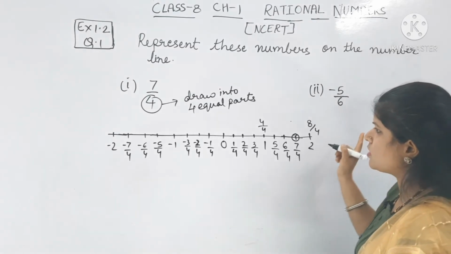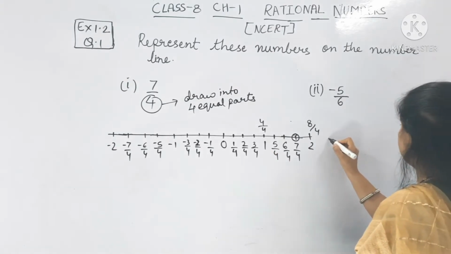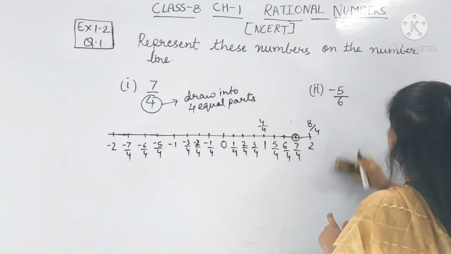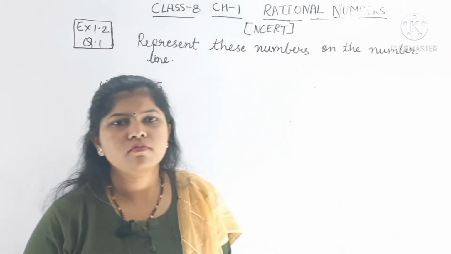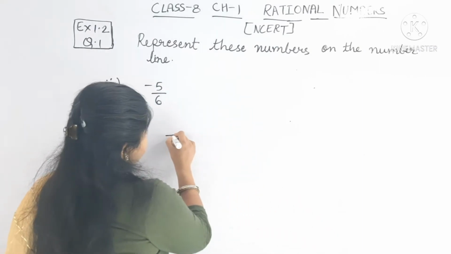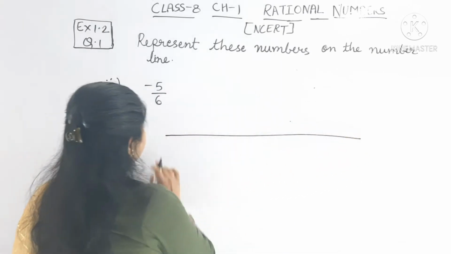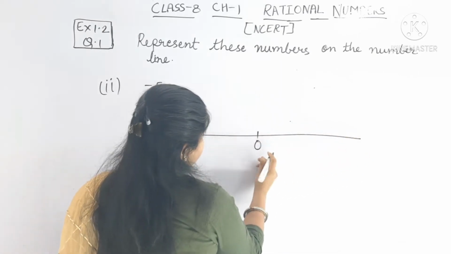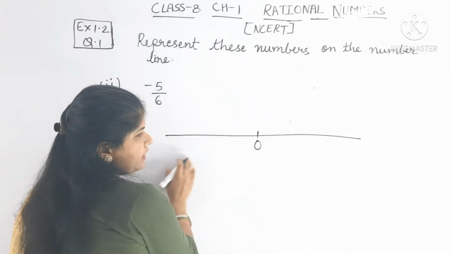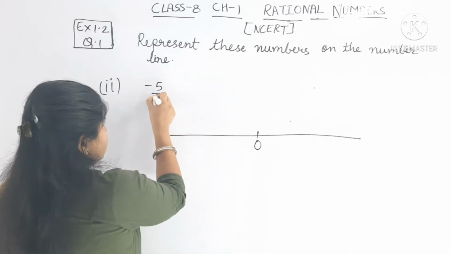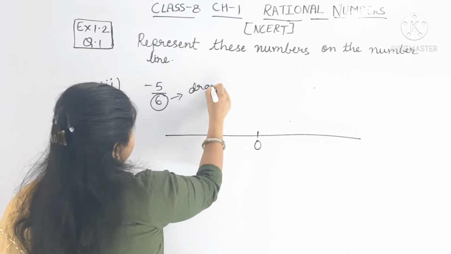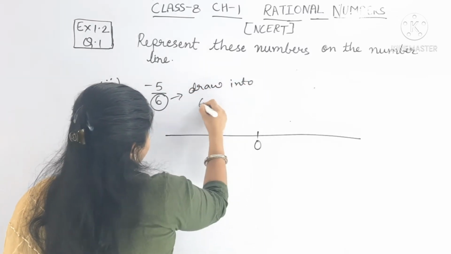So we have to represent this in the negative part. Now let's see the second part, that is minus 5 by 6. We have to draw for this also. We have to represent on the number line minus 5 by 6. Okay. In the right side of 0 we have to write positive and here we have to write negative numbers. Okay. So first you have to see this denominator part. So draw into 6 equal parts.